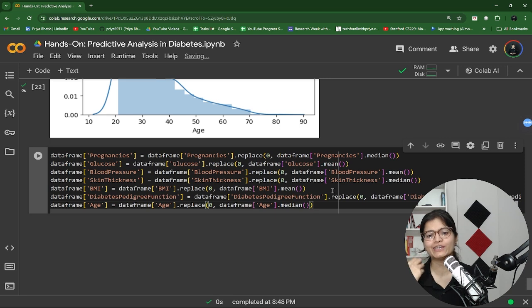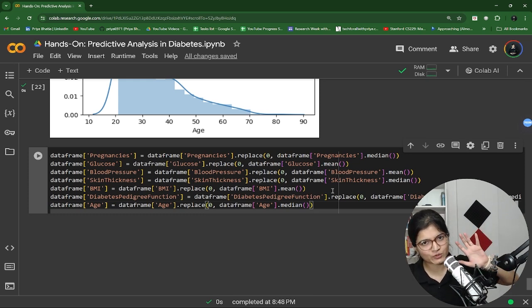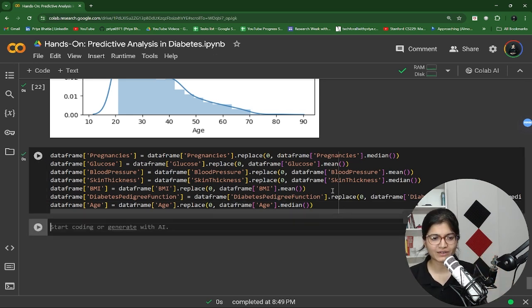But definitely at your end, please check it very wisely. You just have to understand, if your plot is approaching towards normal distribution, then replace it with the mean. If it's a highly skewed one, maybe left or right, replace it via median. The reason I have already indicated to you. Now you can run this.